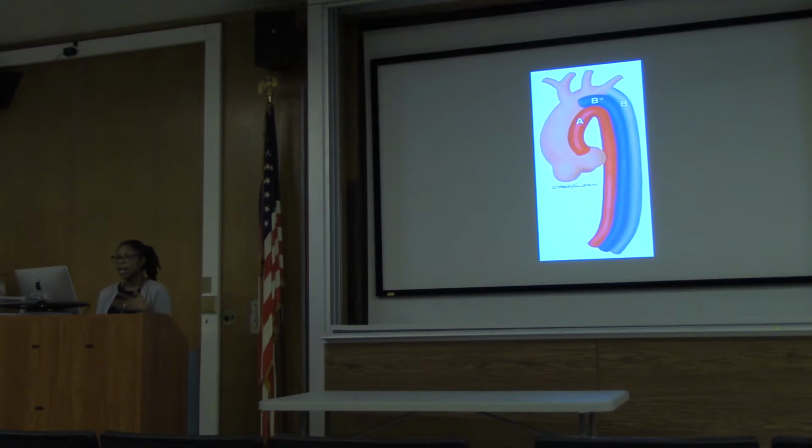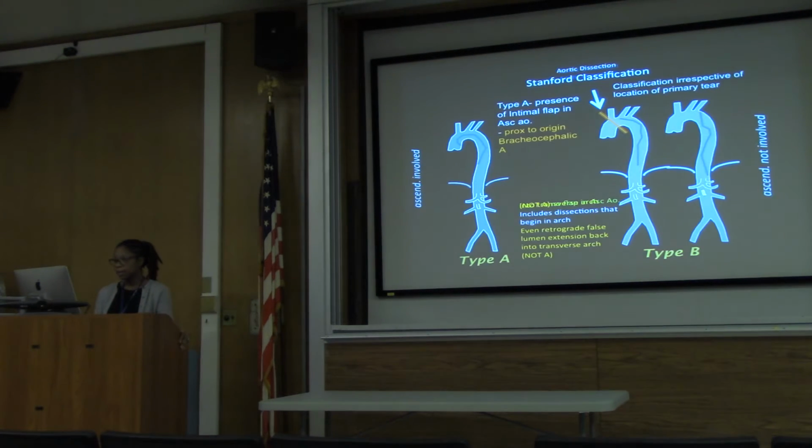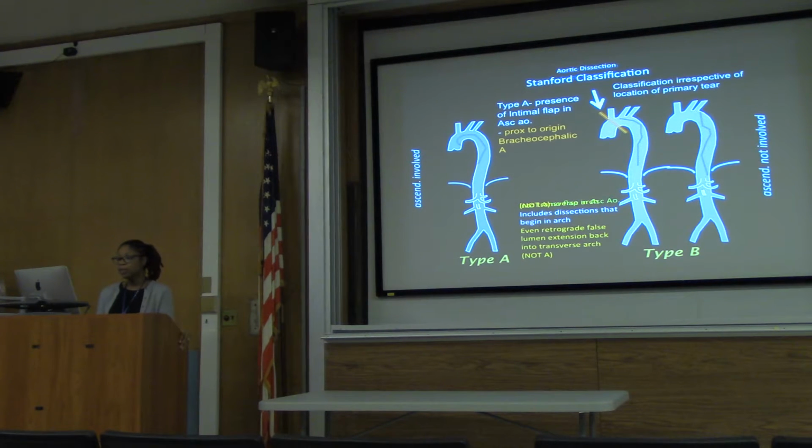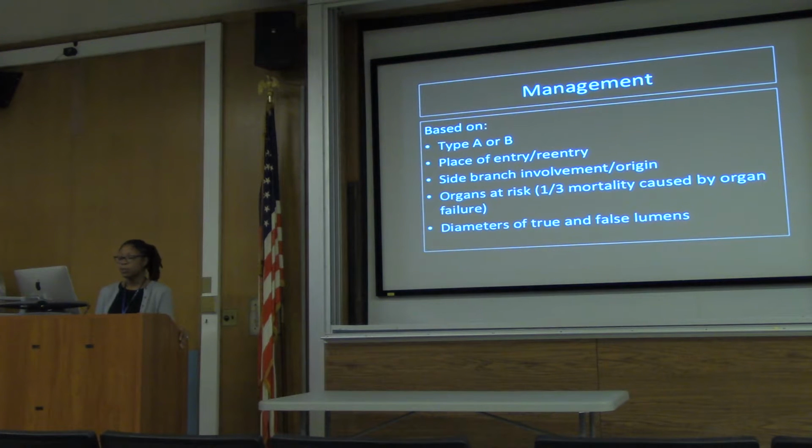And again, they manage that medically. So even if the retrograde false lumen extends back into the transverse portion of the arch, it's not considered a type A, it's a type B. So in terms of management, the surgeons would want to know, first of all, whether it's a type A or type B. They want to see where there's the re-entry, where the flap is re-entering the lumen.